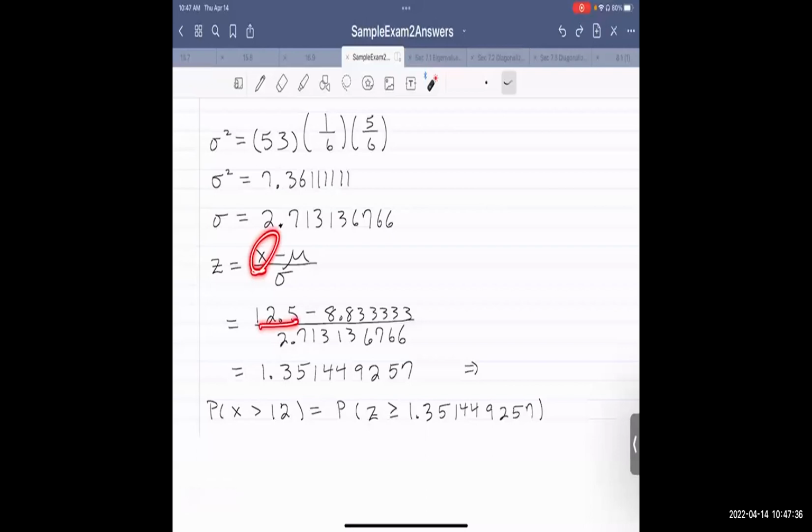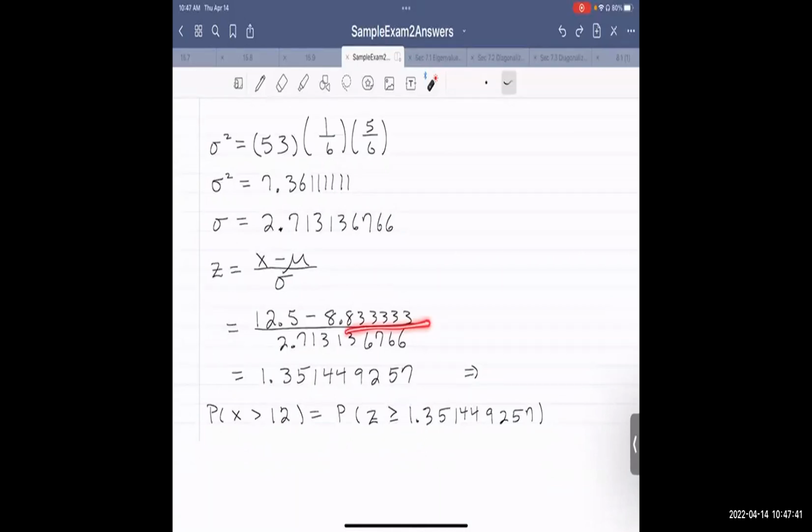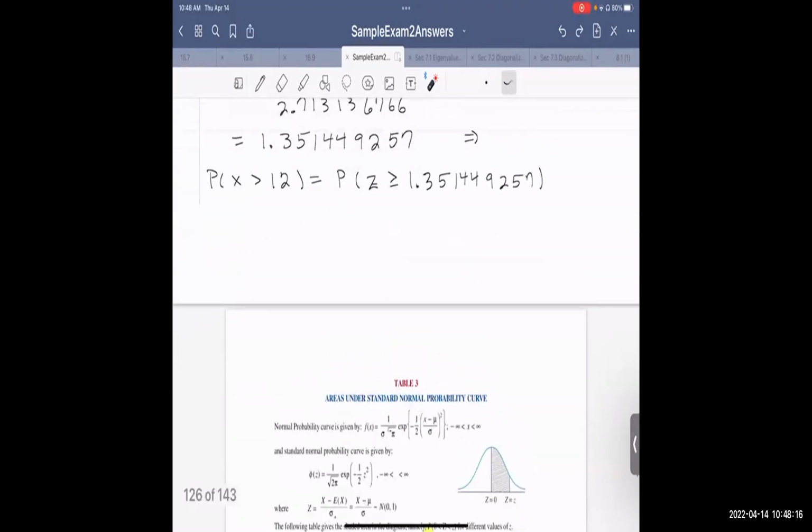So let's determine z. Z is equal to x, 12.5, minus mu, 8.833, divided by sigma, 2.713136766. I get 1.351449257. So I want to find the probability here that x is greater than 12. And so that's the same as finding the probability that z is greater than or equal to 1.351449257.